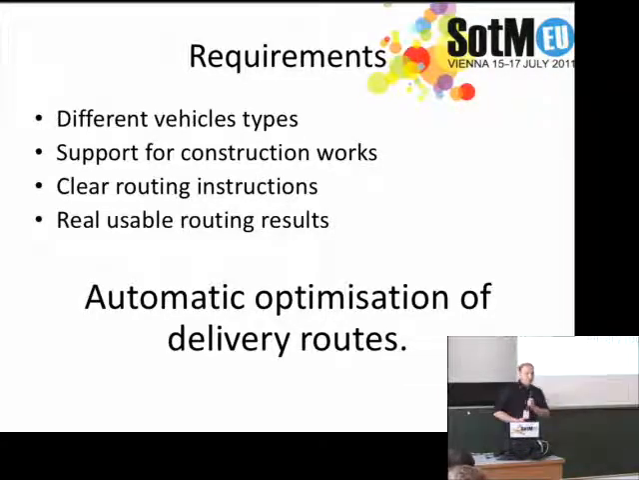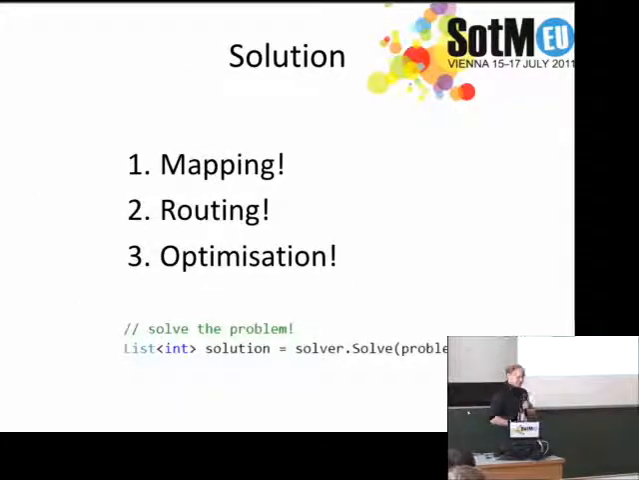And we also have to have, of course, real usable routing results. That also means implementing routing restrictions. And in Belgium there are actually quite a lot. So our solution is mapping, of course, thanks to you guys as well. And then the second part, routing. And then the third part is the optimization of the routes. And I think if I can relate to the previous presentation, the routing part will calculate the distance matrix of all the customers. The optimization part will put them in the correct order.